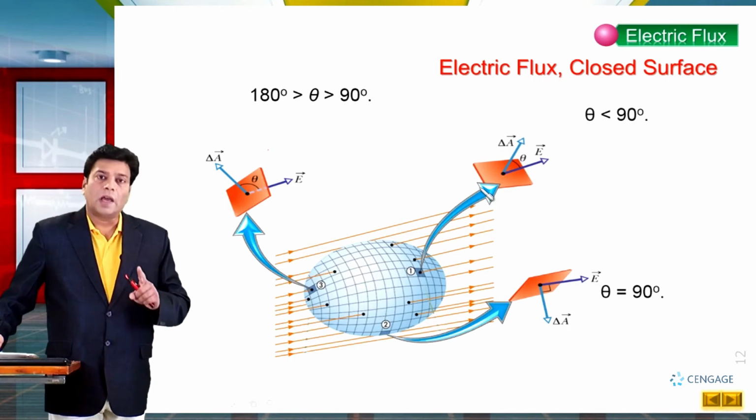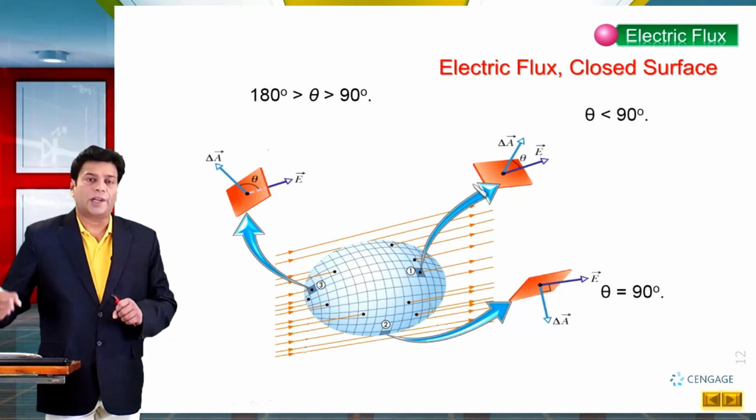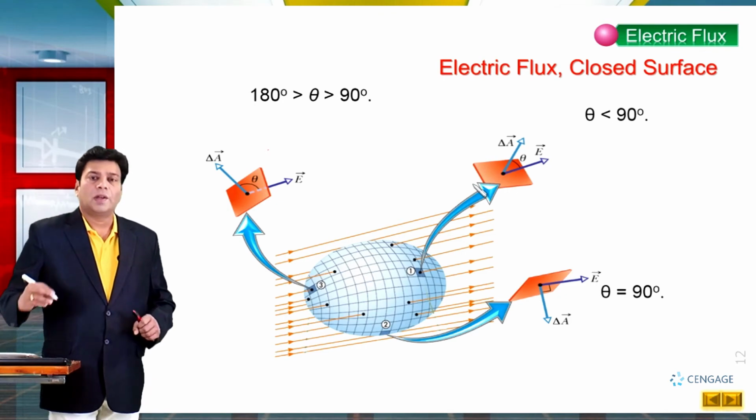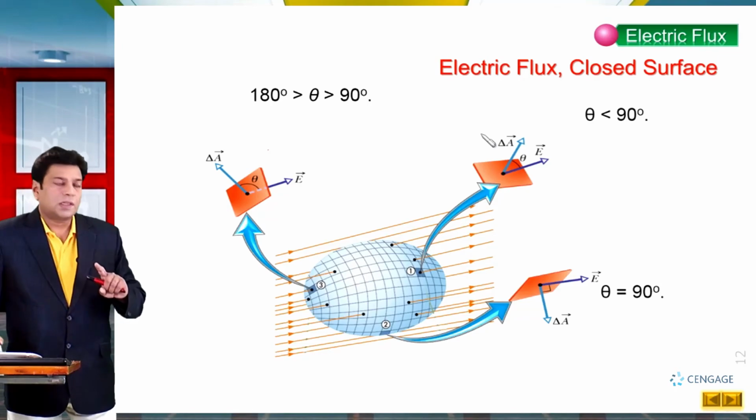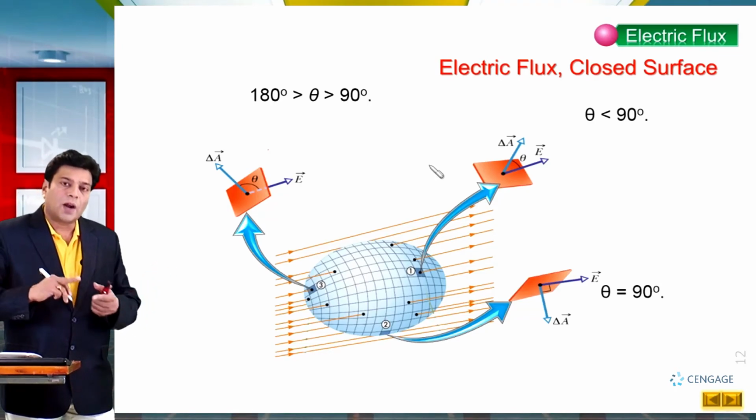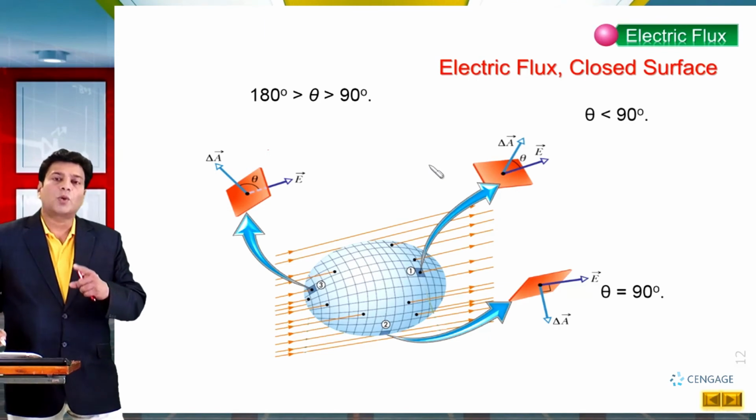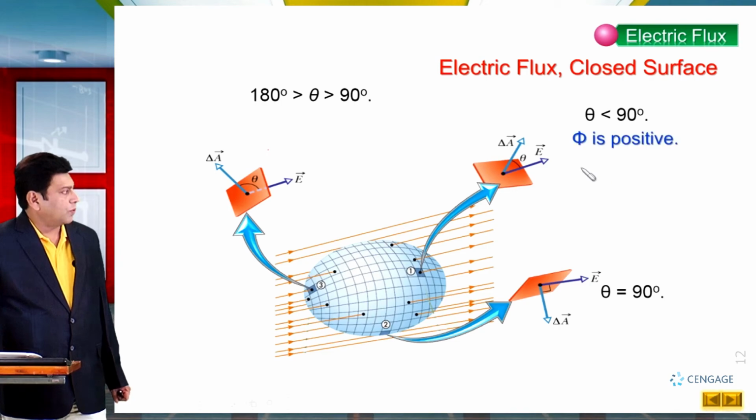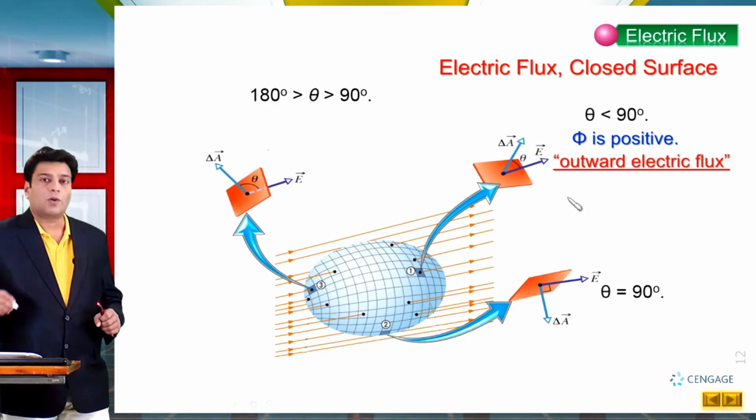Now consider the first element here. You can observe here the electric field lines are crossing the surface from inside to outside. You can say electric field lines are moving away from the surface. So we call this flux an outward flux. And we know this theta is less than 90 degree, and we defined flux equal to EA cos theta, and theta is less than 90 degree, that means cos theta is positive. So the flux at this position should be positive, and we call this flux an outward flux. This is the outward flux.